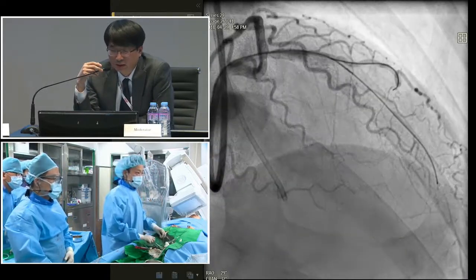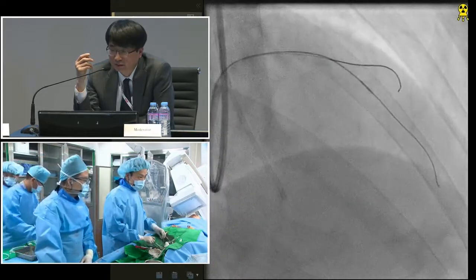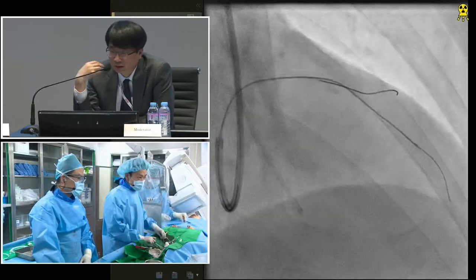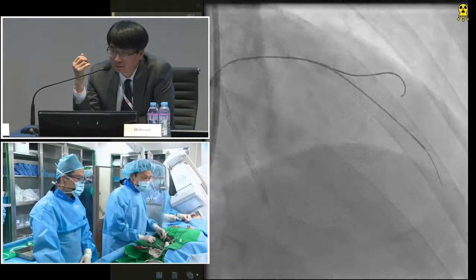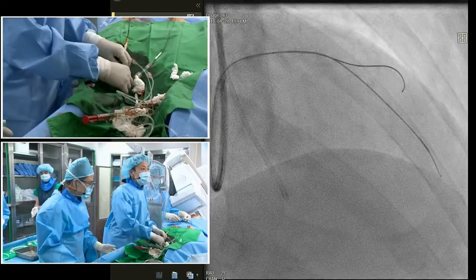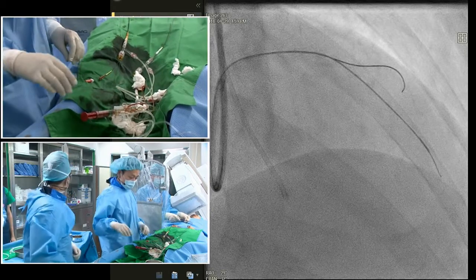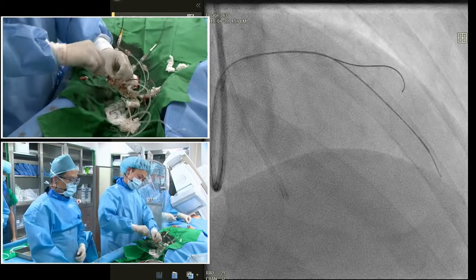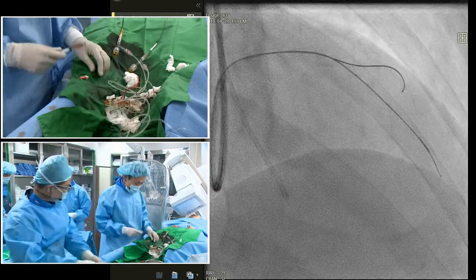So you advance the microcatheter and then check. Yes. Smooth advancement maybe means the true lumen. Okay, just show blue, please. Show blue? Yes. Okay, take it.